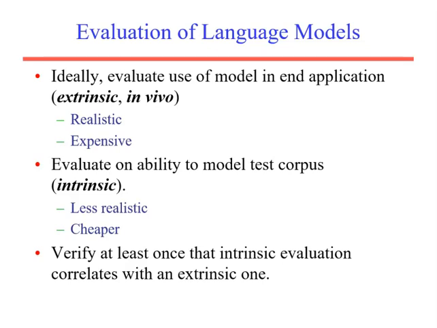Language models are evaluated using a metric called perplexity. So essentially, there are two ways to evaluate them. One way is to evaluate them in a real-world application, which is realistic but expensive. And the other way is like we do with any other machine learning model, which is to use a separate test corpus, which is less realistic but cheaper. So typically, you would verify at least once using a test corpus, and then before you go to real life testing.